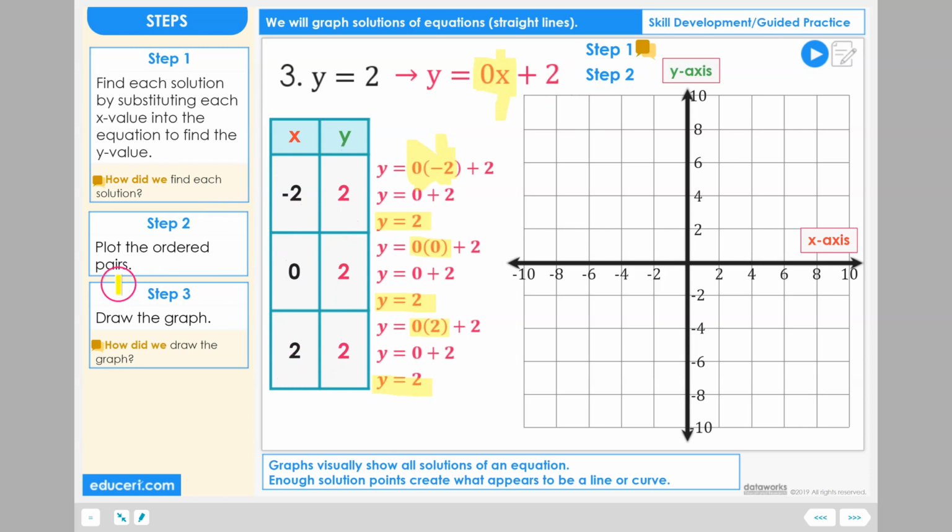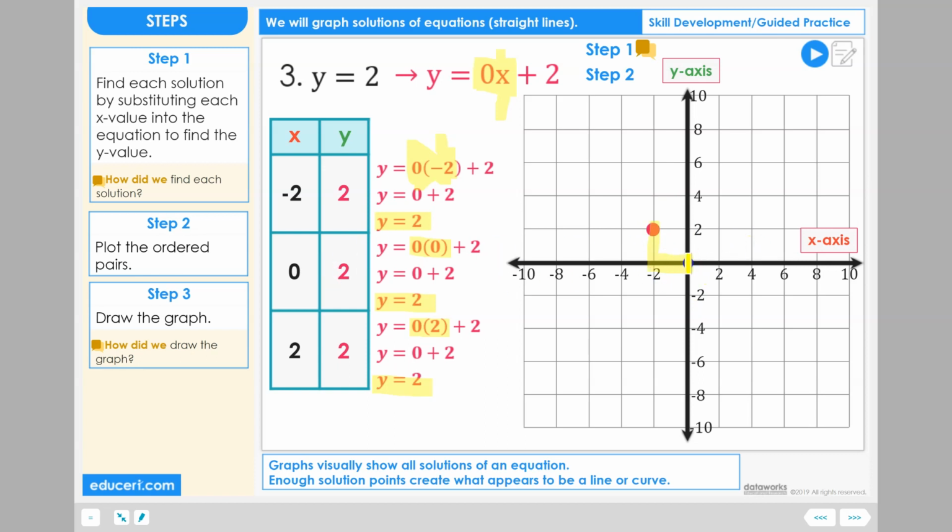Step 2. Plot the ordered pairs. These three ordered pairs will begin the pattern of the straight line that represents the solutions of this equation y equals 2. Let's begin plotting -2, positive 2. -2 in the x direction, positive 2 in the y direction, and this is our first ordered pair solution.